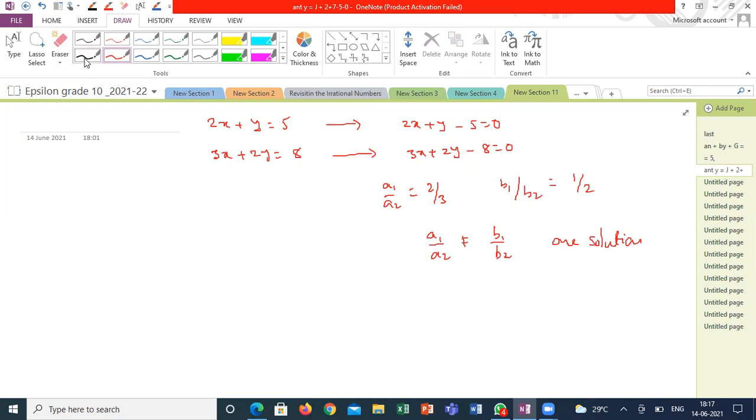Now, if I want to apply the cross multiplication method, what do I have to write? B1, B2, C1, C2, A1, A2, again B1, B2. This cross multiplication is for x, the second cross multiplication is for y, the third cross multiplication is for 1. So B1, B2 here is 1, 2, C1, C2 is minus 5, minus 8, A1, A2 is 2, 3, and B1, B2 is again 1, 2. Now it is ready for cross multiplication.